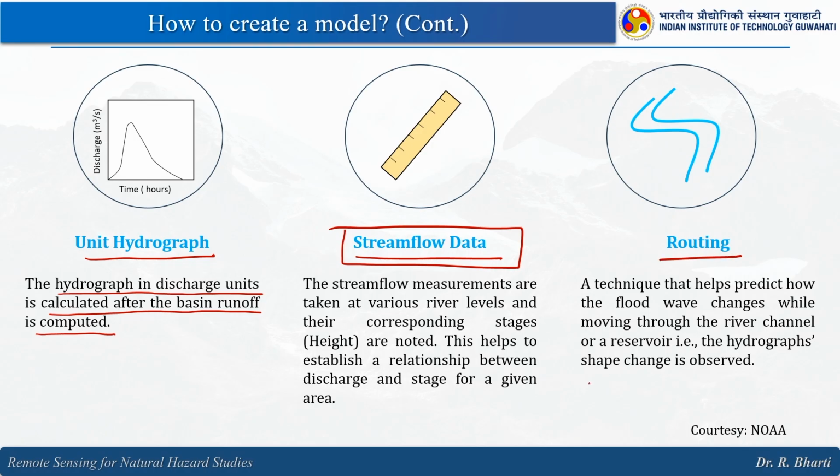Then we go for the routing. It is a technique that helps to predict how the flood wave changes while moving through the river channel or a reservoir, that is, the hydrograph shape change is observed. So here, basically, in flood routing we try to see how the river is behaving and how the hydrograph of an upper stream is changing when it is going to the low lying area, right. So that is being studied here.